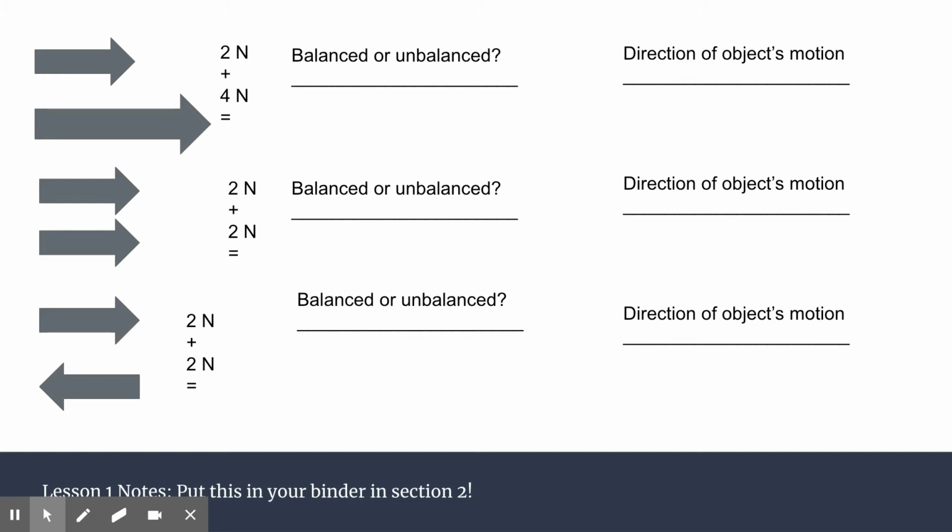So in this notes activity, we have different sized arrows that represent different types of forces, push or pull. And they have direction, so you'll need to pay careful attention to what direction the arrow is pointed. For instance, this force arrow represents a force of 2 newtons to the right. This arrow represents a force of 4 newtons to the right.